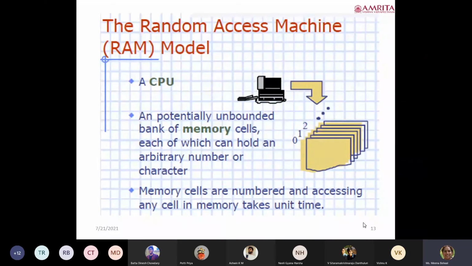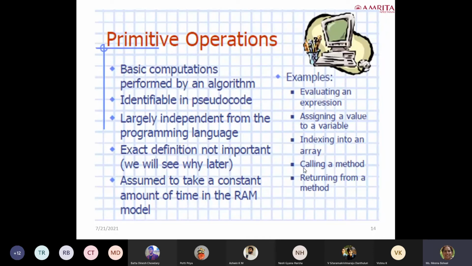So this is what I explained about the random access model. We were just saying that we are assuming that we have a CPU and unbounded memory cells, and the assumption is that each memory cell takes the unit amount of time, the same amount of time. Then we were talking about the primitive operations. Now I am in slide number 14. You can see, right? Primitive operations. Yes, ma'am.